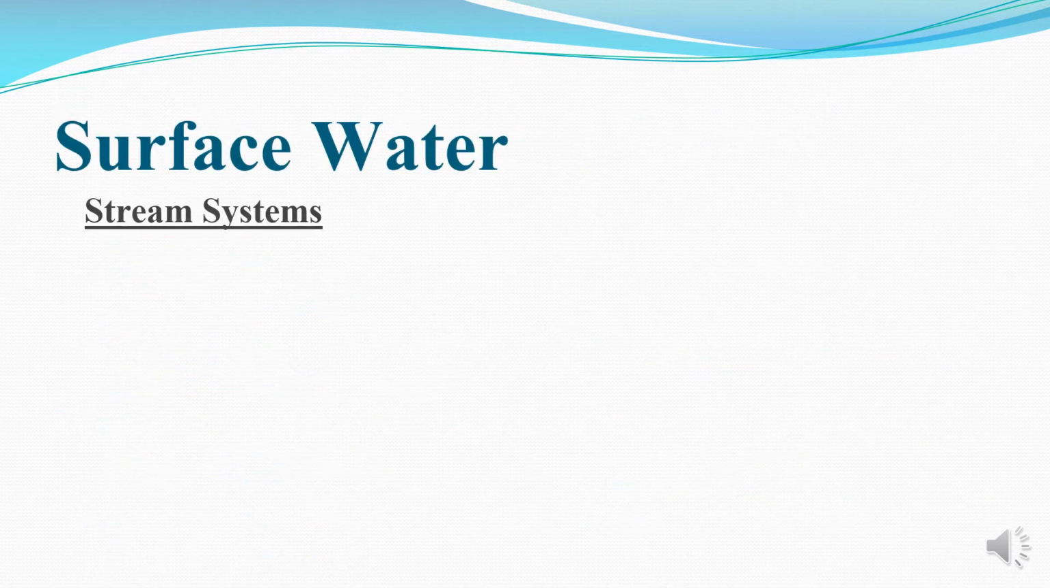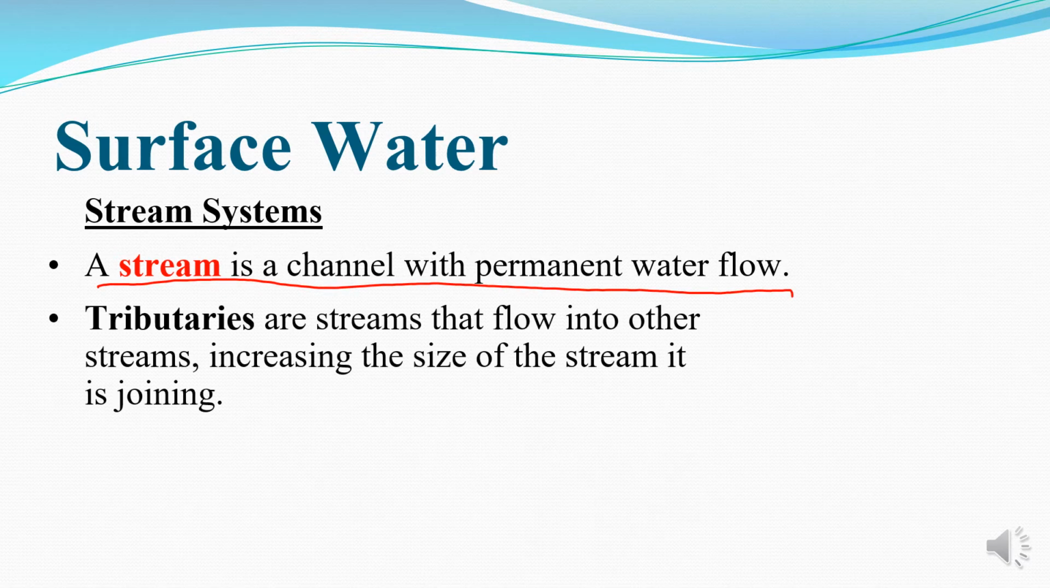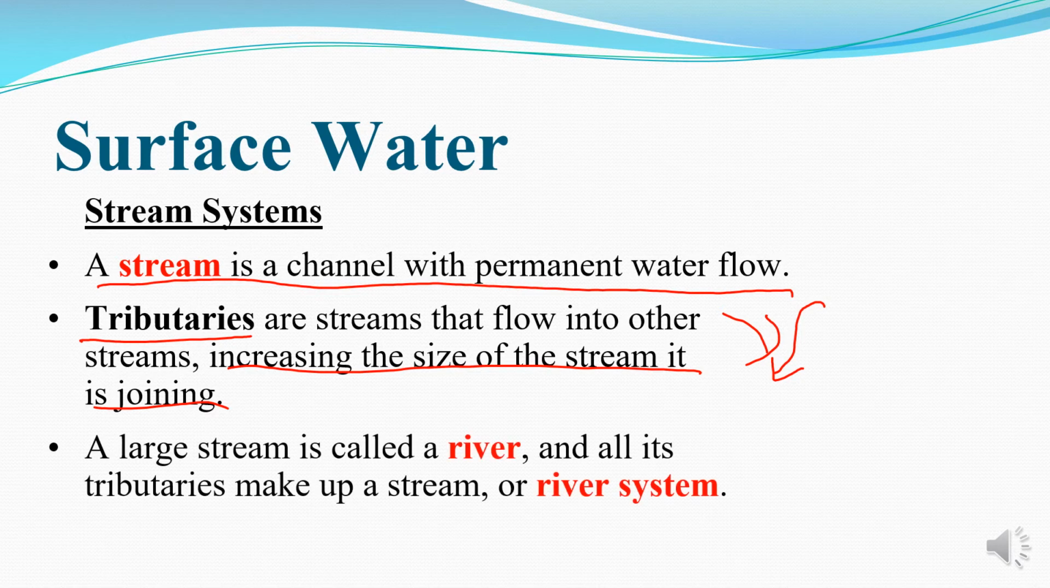All right, so stream systems. A stream is a channel with permanent water flow. Tributaries are streams that flow into other streams, increasing the size of the stream they are joining. So it flows into another one and increases its size. A large stream is called a river, but all of its tributaries make up a river system.